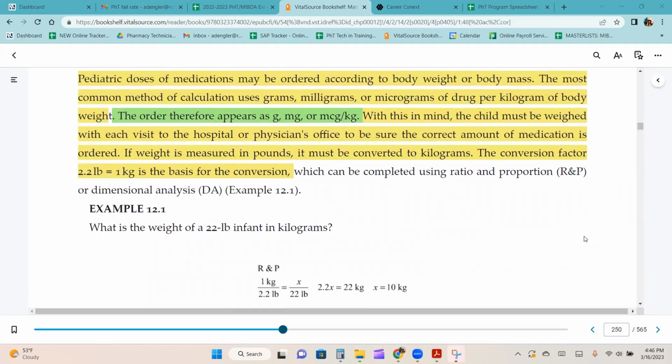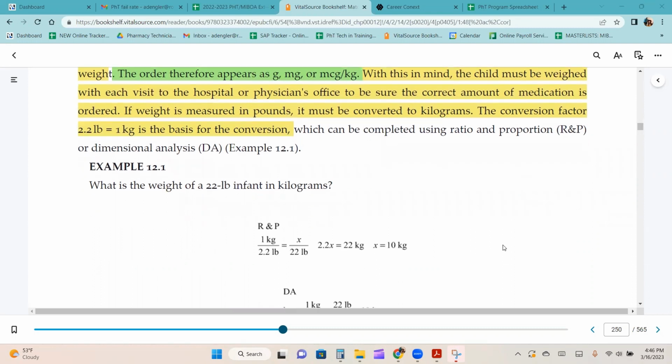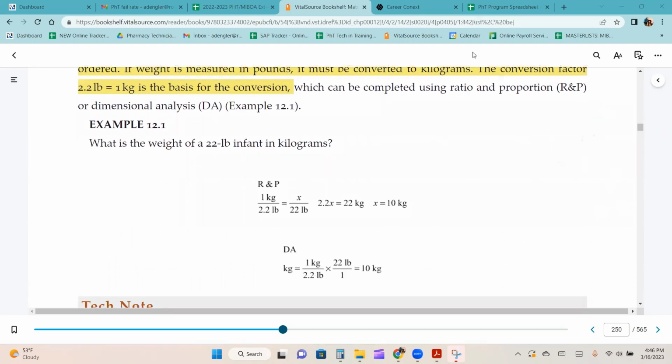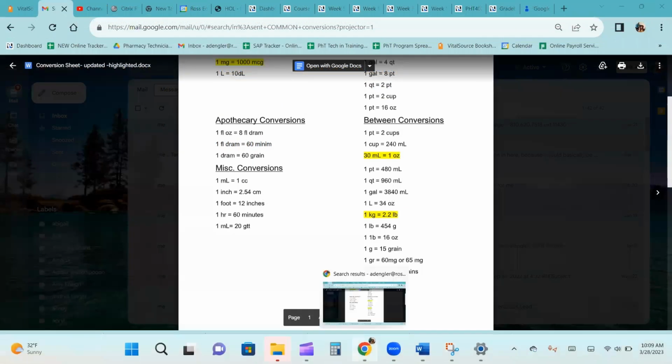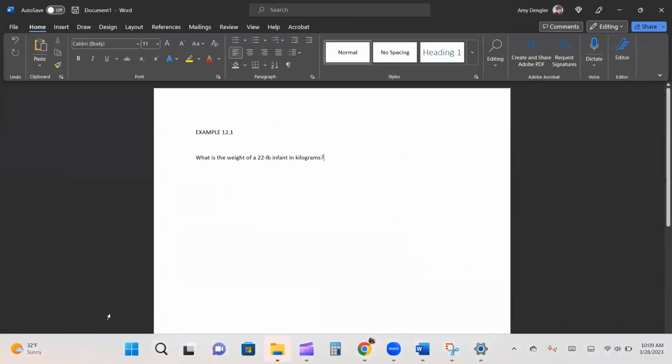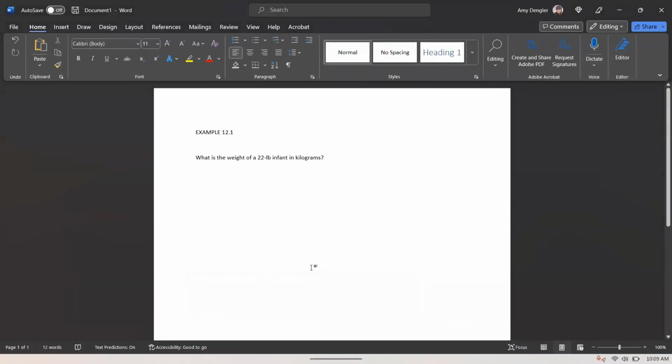If weight is measured in pounds, it must be converted to kilograms. The conversion factor is 2.2 pounds is equal to 1 kilogram. All right, let's do example 12.1. What is the weight of a 22-pound infant in kilograms?